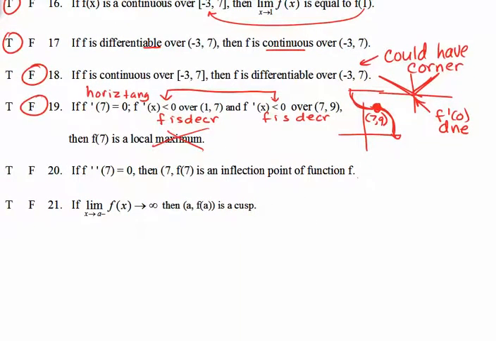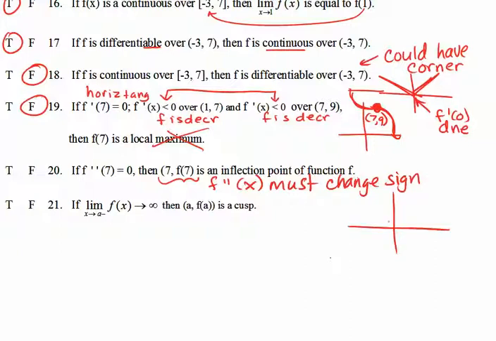All right, number 20. If our second derivative at 7 is equal to 0, then do we necessarily have an inflection point? Well, that's the same as the question up above. I think it was number 15. F double prime of x must change signs. Just hitting 0 isn't good enough.